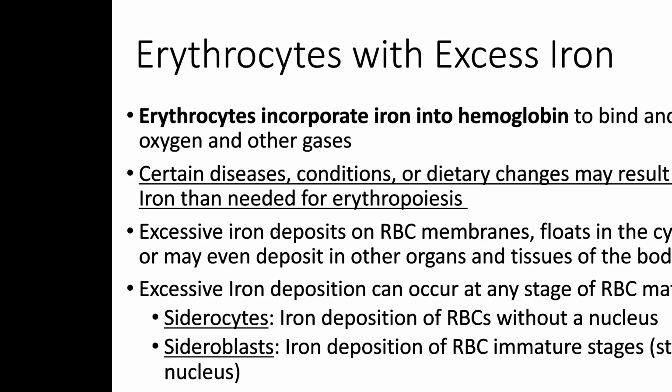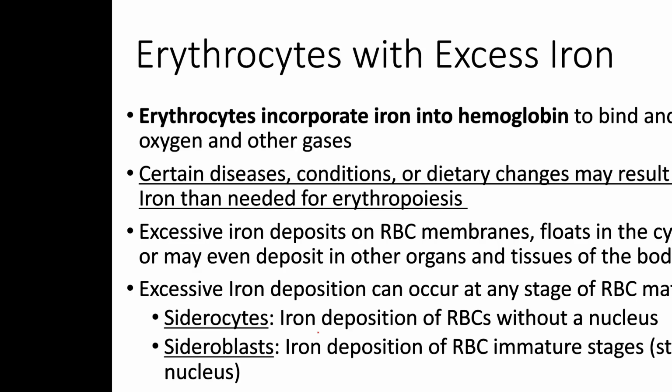So what happens is that any excess iron will start depositing on the RBC membranes, and not just on your red cells, but also on your organs and other tissues of the body. When we notice that these iron depositions start building up, we'll start to see them on the RBCs as well. Cells that have an iron deposit are just called a sidero-something.